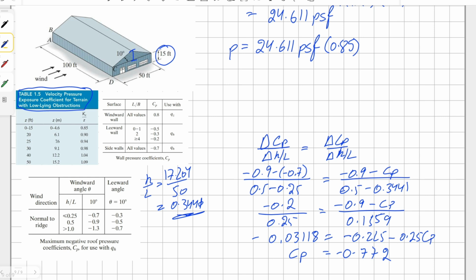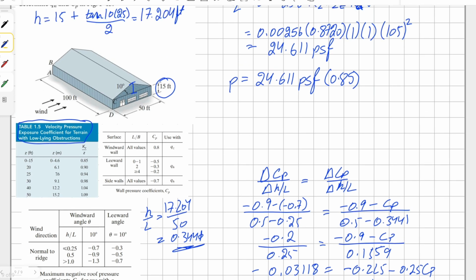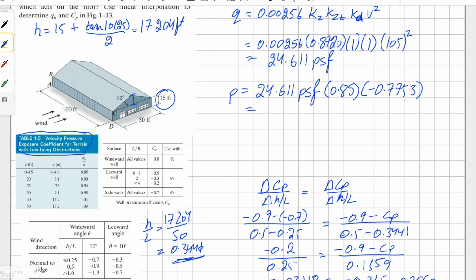Now that we have our roof pressure coefficient, we can further solve this problem. So that's 0.7753, and solving for this, 0.85 times negative 7 point... Oh man, I just cleared everything on my calculator. I have to re-enter everything. Okay, and this comes up to negative 16.218 pounds per square foot.